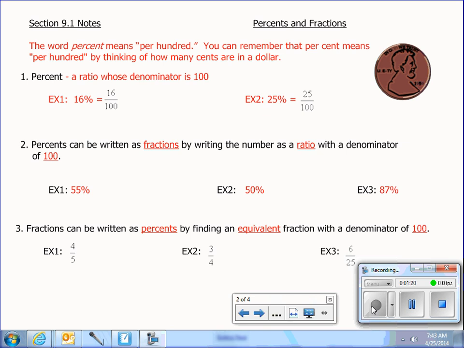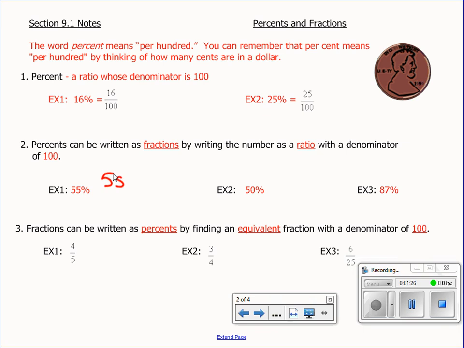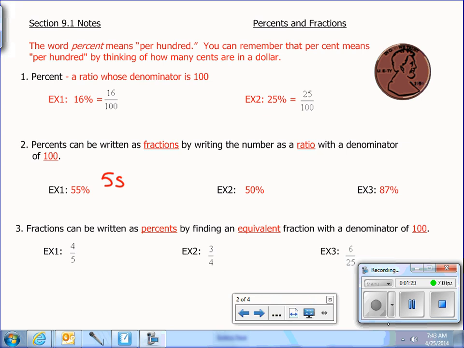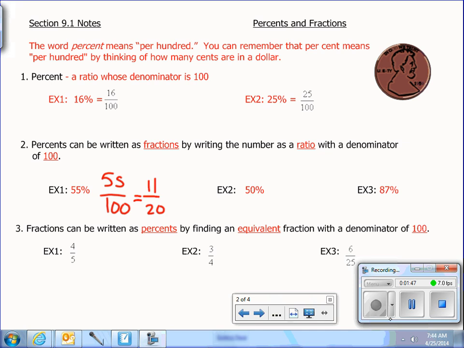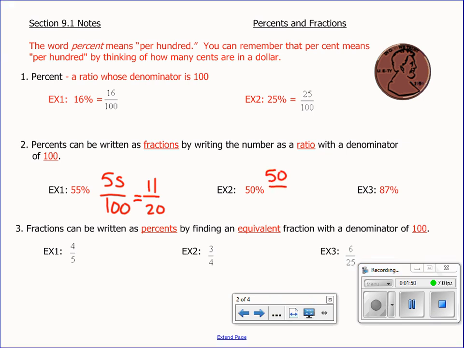So in example 1, we have 55%. So 55%, we're going to put that over 100. But as always, we are going to reduce. So we would simplify this to 11 over 20. So for number 2, 50% is 50 over 100, and you can do that in your head. We reduce that to 1/2. Last would be 87%, 87 over 100. We try to see if we can simplify that, and it stays the same.